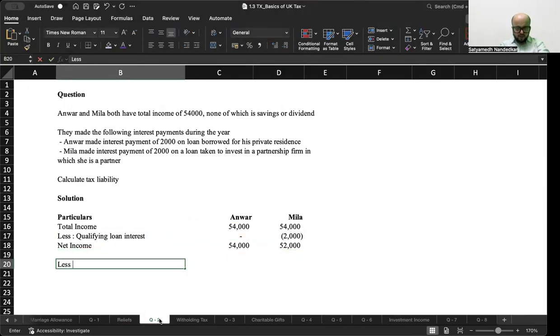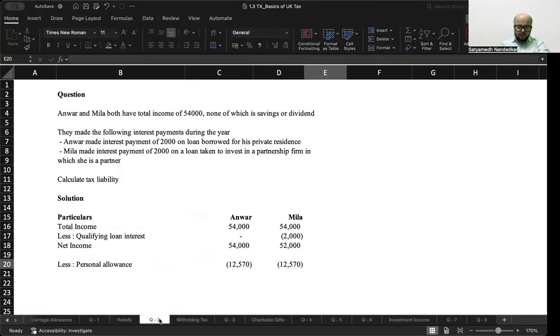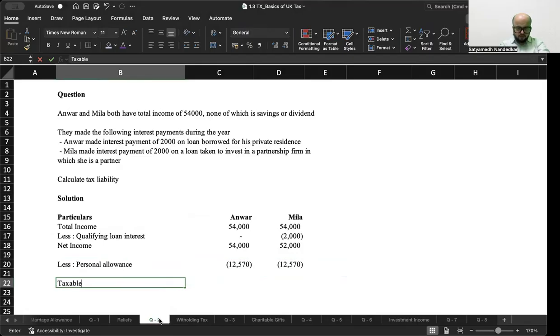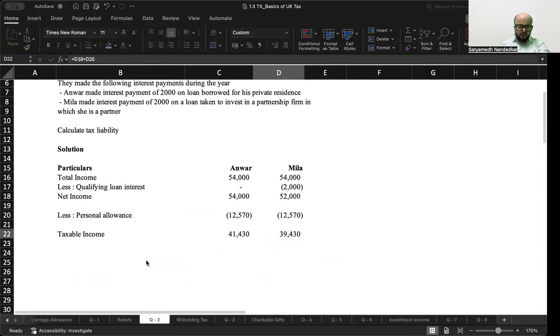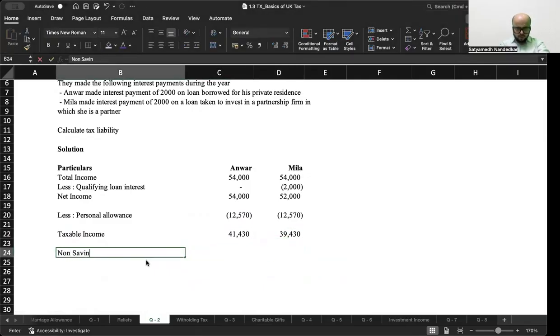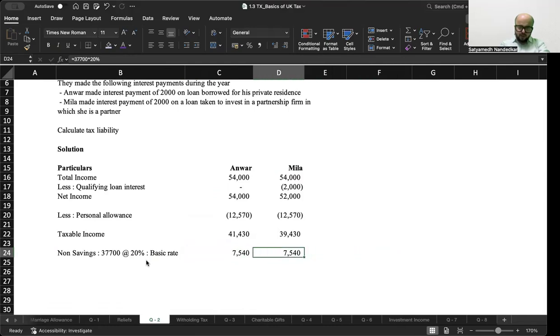Now subtract personal allowance. How much is the personal allowance? Minus 12,570. Then taxable income. Okay, now this is all non-savings income, right? So non-savings 37,700 at the rate of 20% basic rate. 37,700 into 20%. Then look at Anwar.